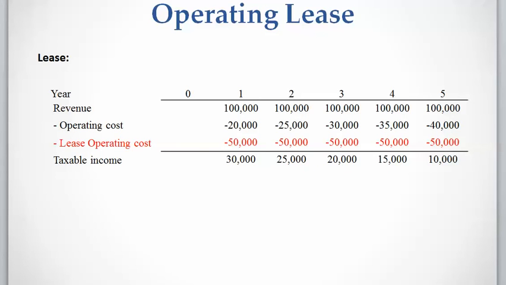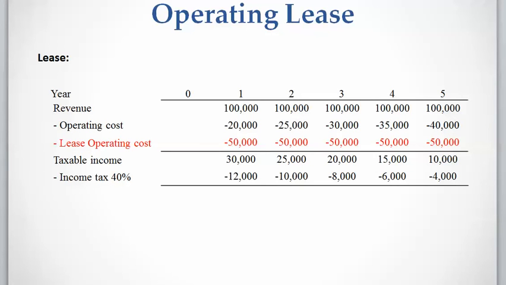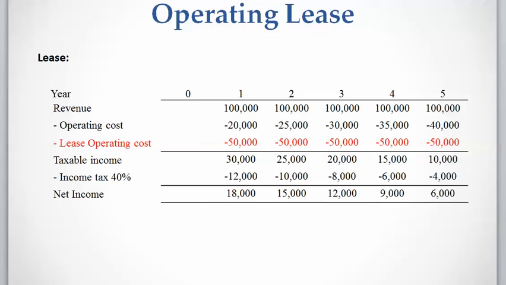Then we calculate taxable income, 40% of tax, and then we calculate the net income. Again, because we as the lessee don't own the property, we cannot depreciate. We cannot use the depreciation upon the operating lease agreement. So we calculate the after-tax cash flow. Here we don't need to pay the purchasing costs, and we are not benefiting from the depreciation and the salvage.